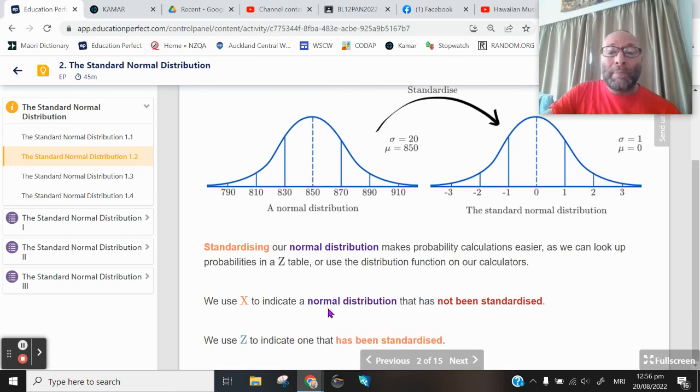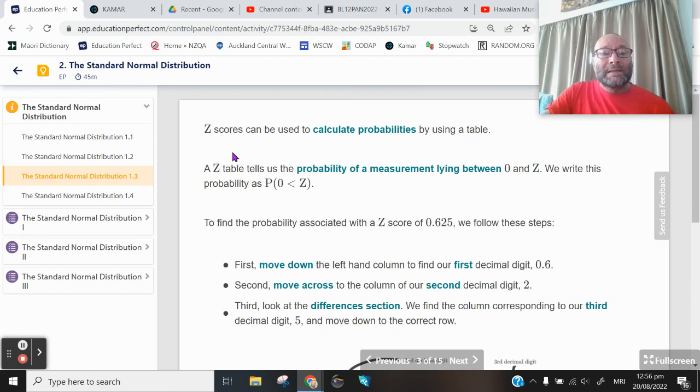Okay, here are some backgrounds. If you see a capital X, that indicates a normal distribution that has not yet been standardized. Once we see a Z value, that indicates a normal distribution that has been standardized. Please add those two lines to your notes. Now, Z scores or Z values are going to be used to calculate probabilities by using a table. This table will be provided to you.